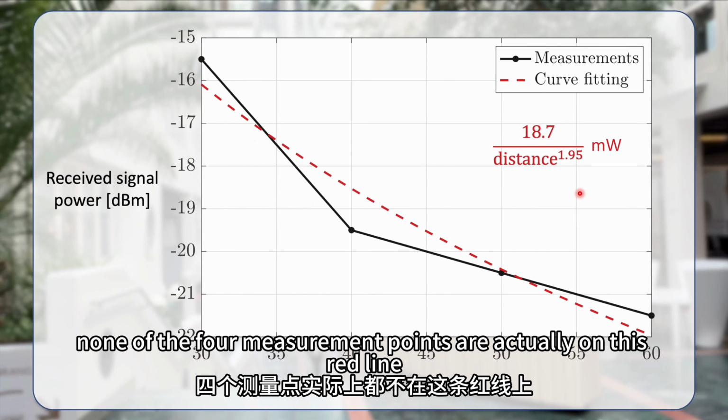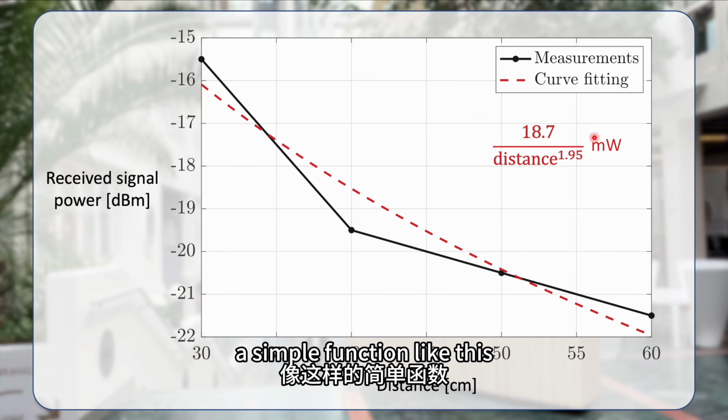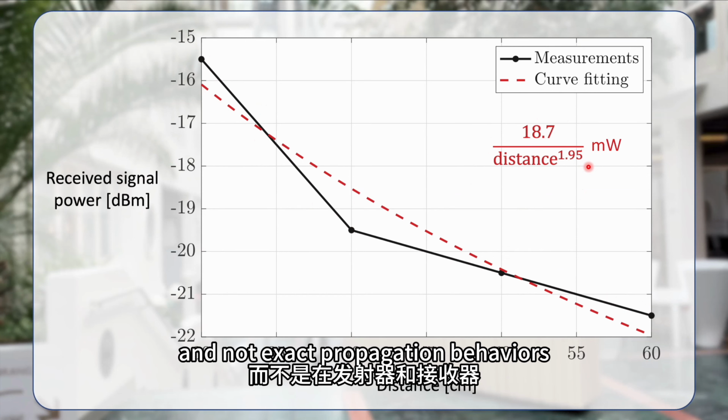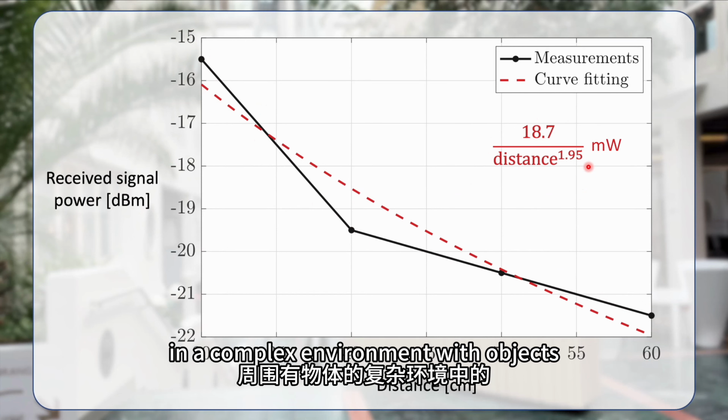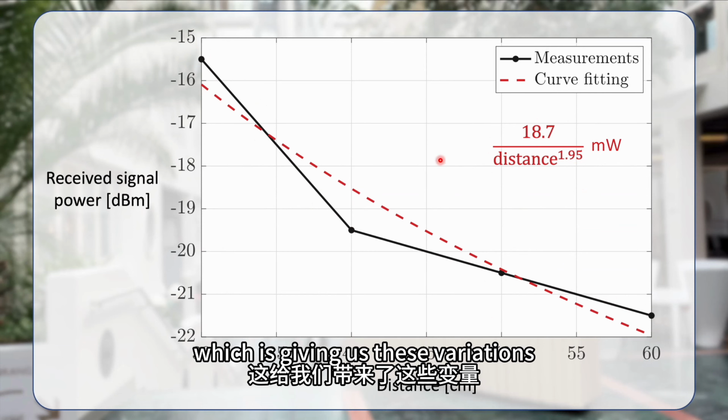However, none of the 4 measurement points are actually on this red line, which is telling us that a simple function like this is only providing us with the general trends and not the exact propagation behaviors in a complex environment with objects around the transmitter and the receiver, which is giving us these variations.